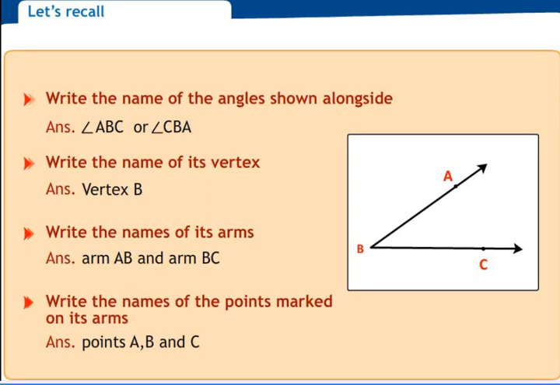The vertex and the arms together are called the elements of an angle. When you are asked what the elements of an angle are, it will be the arms and the vertex of the angle. They together form the elements of an angle.